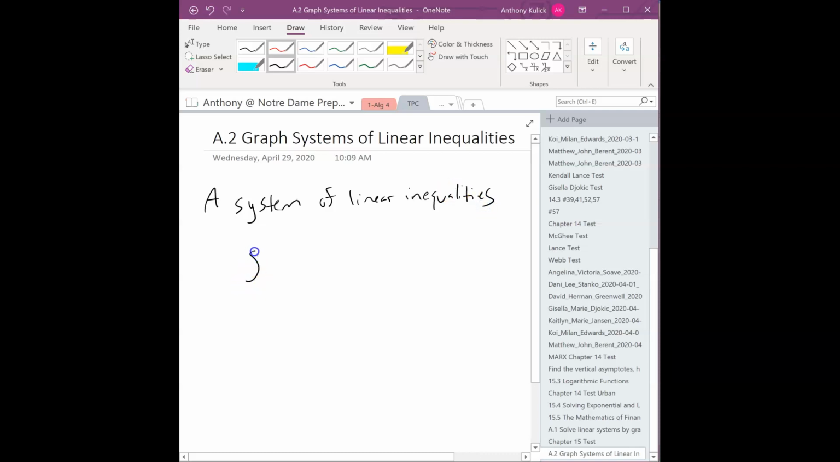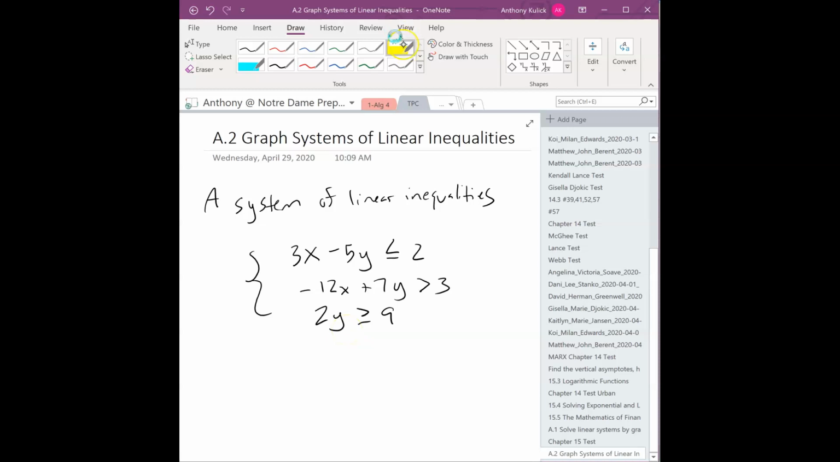So you could have a group of inequalities. They could have two or fewer variables. So notice here in the first inequality, we have an x and a y. In the second inequality, we have an x and a y. In the third inequality, we have just an x. So you could have up to two variables.